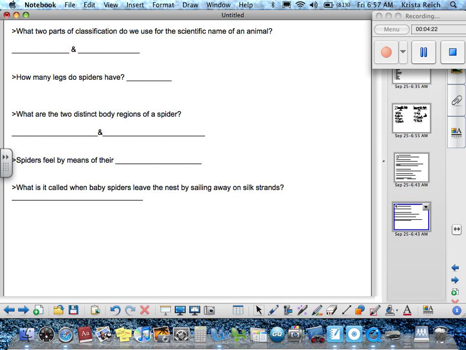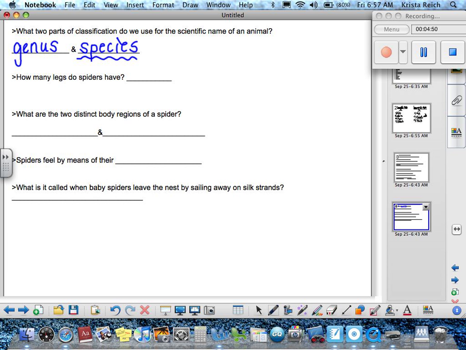Okay, the 2 parts of classification that we use for the scientific name of animals are the genus and the species name. Remember, species, that was part of the vocabulary. That's when it gets very, very specific. It doesn't get any more specific than the species name.